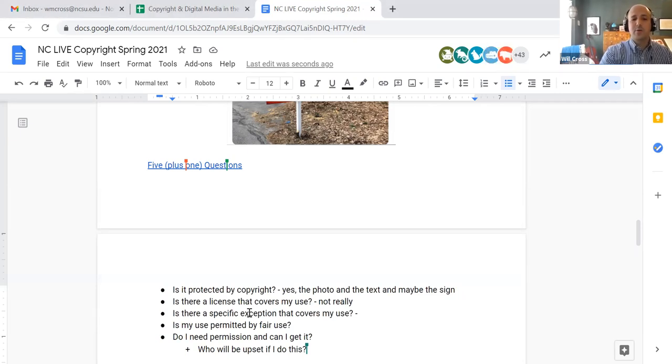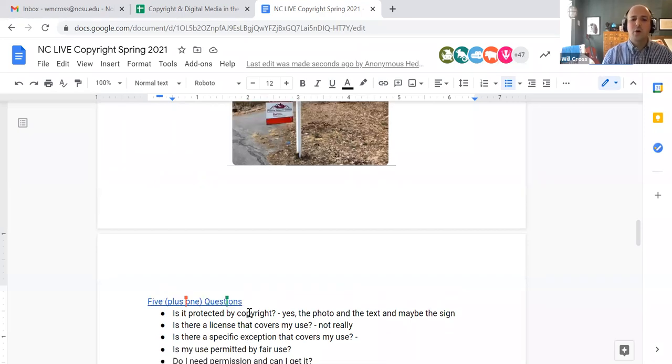Great question. Okay, so is it protected? Yes. Is there a license that permits us to do the stuff that I want to do? Not really. So the third question to ask then is this, is there a specific exception? And there are a whole host of specific exceptions where Congress and the courts have said, we love libraries. We love educators. We want to carve out some specific space for you to do the socially valuable stuff that you do.